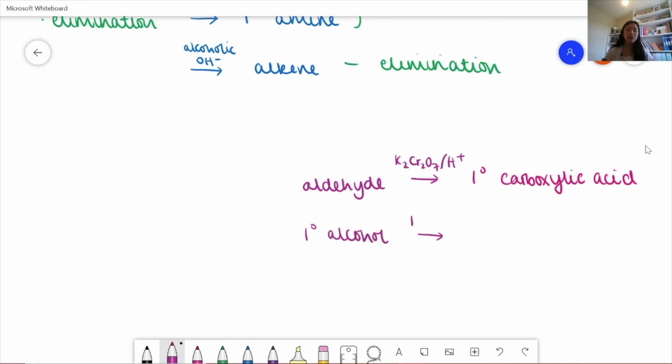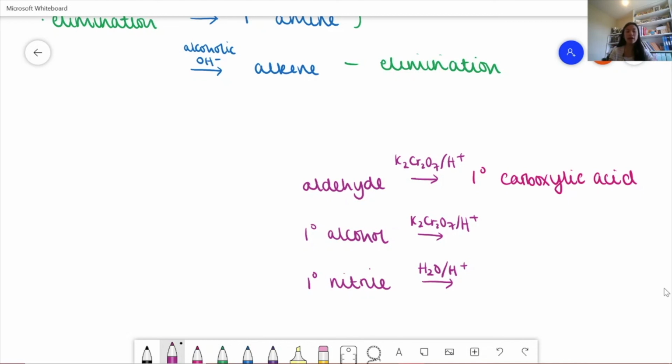And so again, this would be using our potassium dichromate. We could also get this primary carboxylic acid from a nitrile. So we could have a primary nitrile, and we would achieve this by adding some water with a H+ catalyst. So that's a hydrolysis reaction.